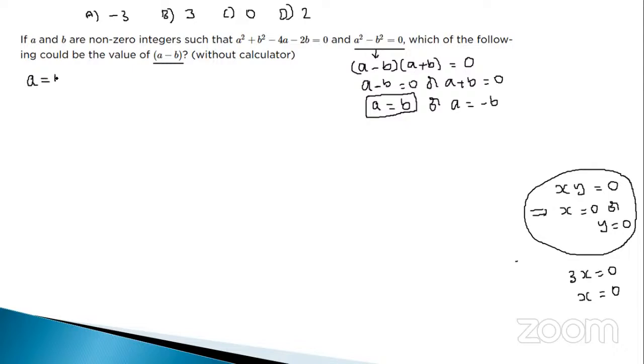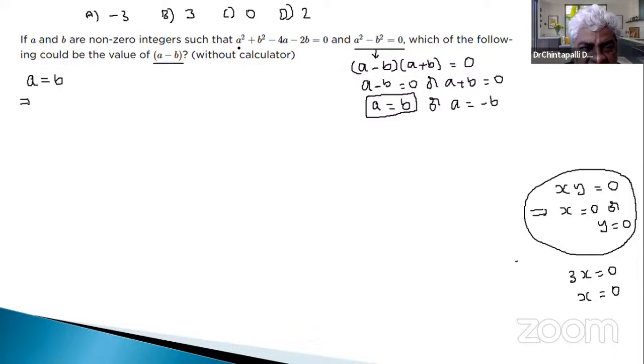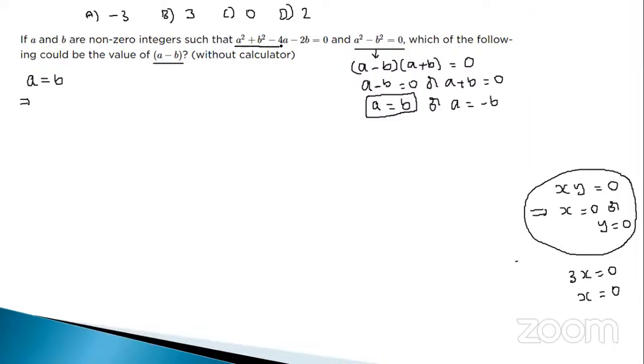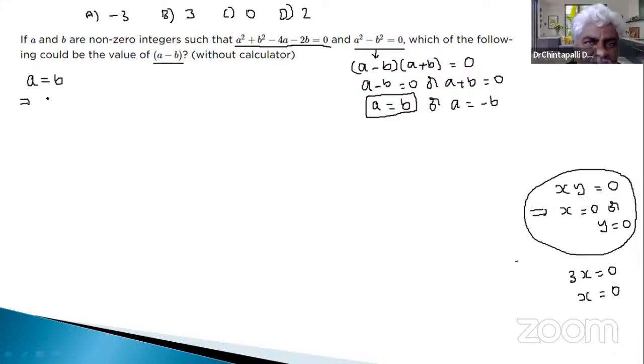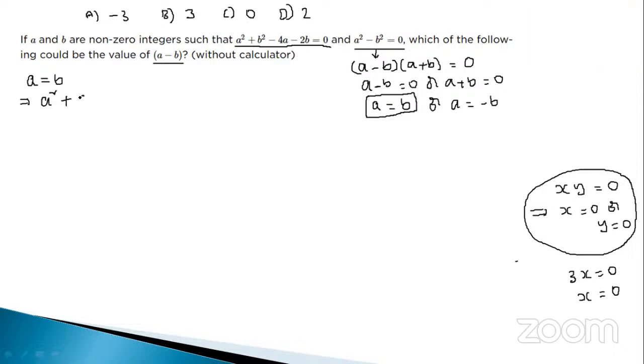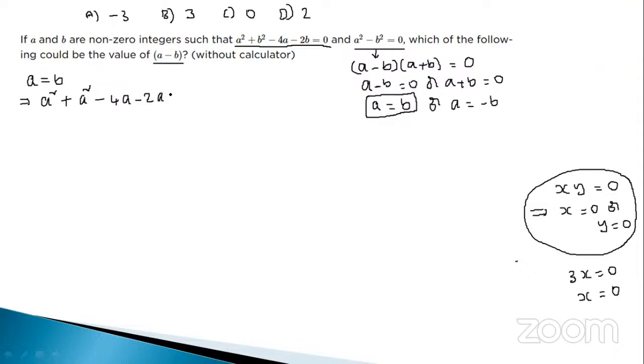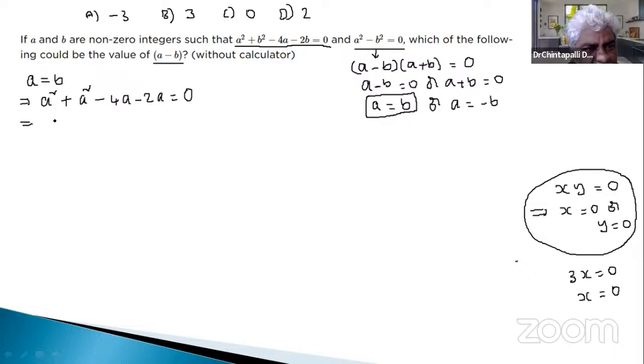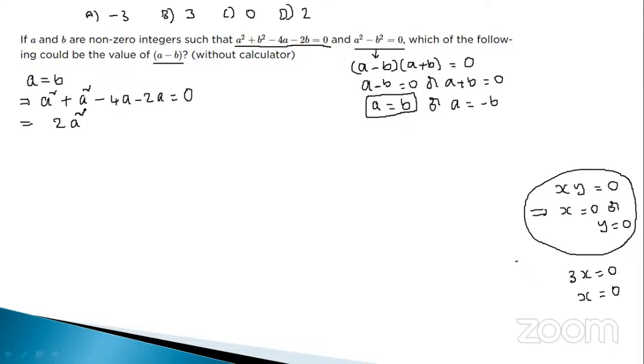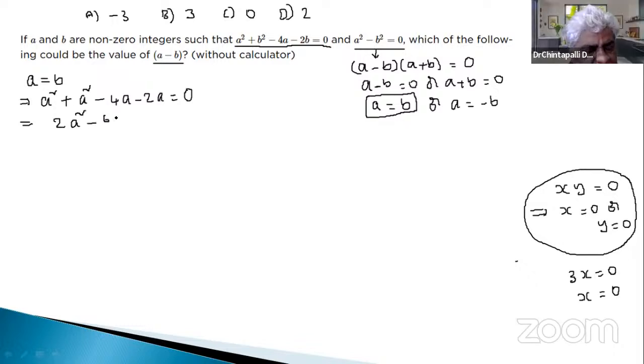Plug in that result in this statement. b square plus b square minus 4b minus 2b, replace b or replace a, whatever you wish. a square plus a square minus 4a minus 2a is equal to 0. What happens now? 2a square minus 6a equals 0.